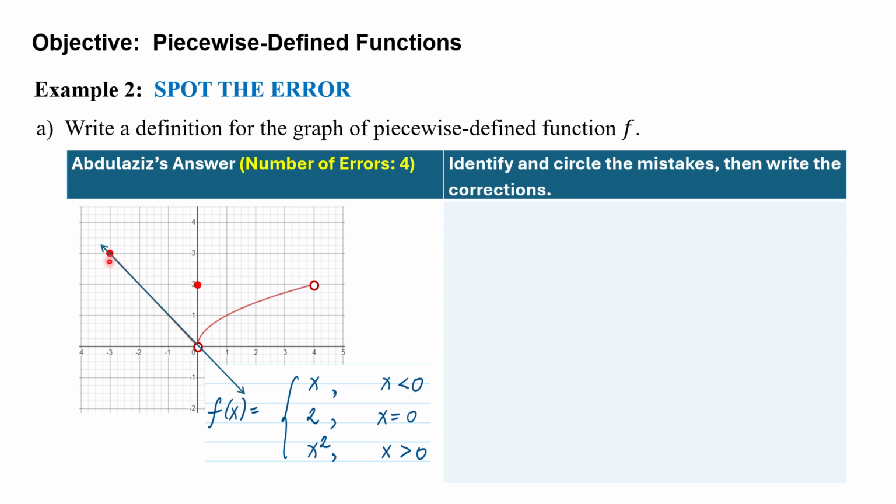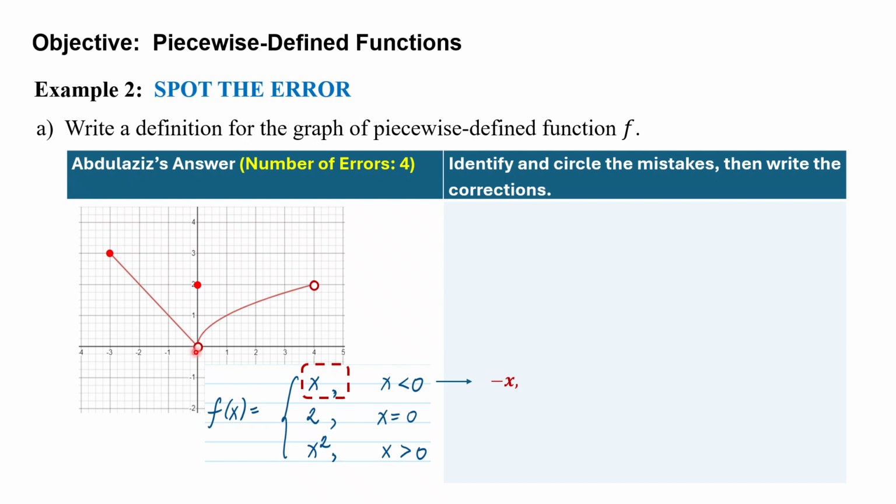So it means to say, this graph on this part is the graph of y equal to negative x. So it means in Abdullah's answer, this x is not correct. If we correct this, we will change the y or f of x equal to minus x instead of x. And then if you check the domain, it says that x is less than 0.